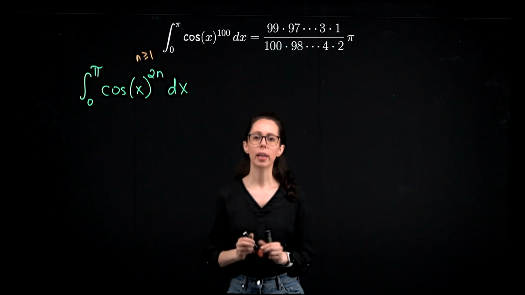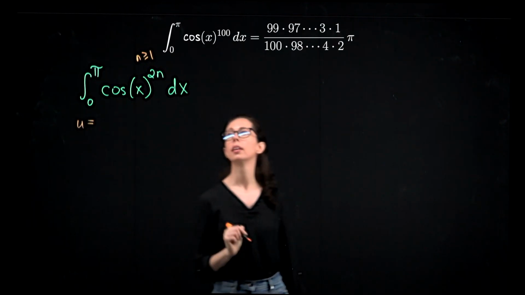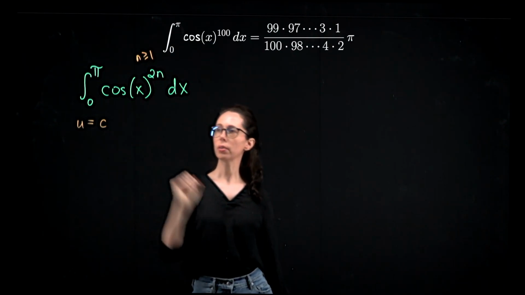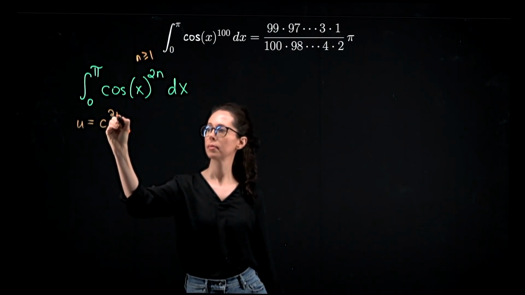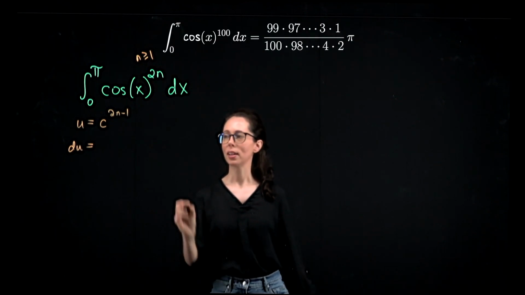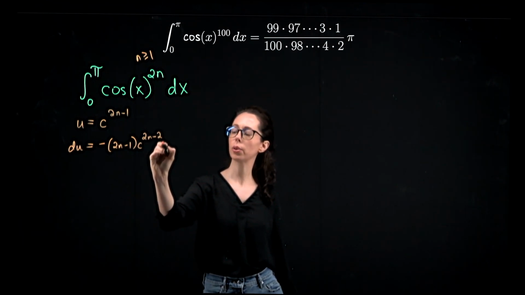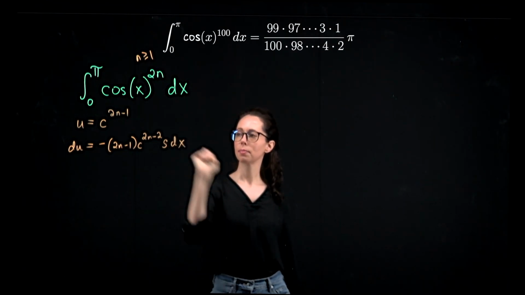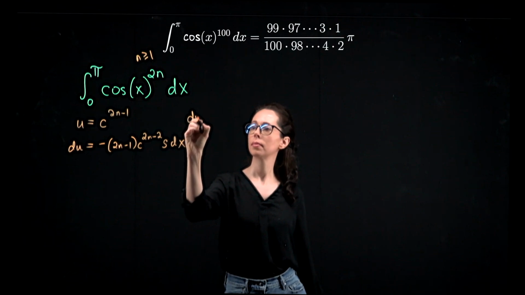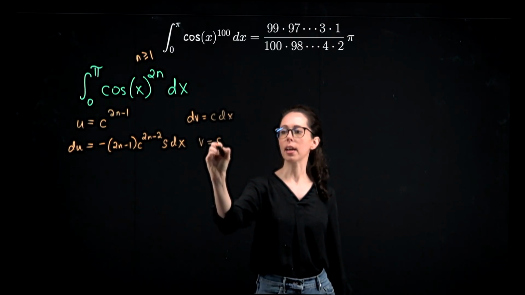Just like before, let's do integration by parts, and I'm going to use that C and S shorthand. So u will be all but one copy of cosine, so cosine to the 2n minus 1. So that du will be negative 2n minus 1 cosine to the 2n minus 2 sine dx. Yes, that looks right. Then dv will always just be one copy of cosine here, so cosine dx, so that v is sine.